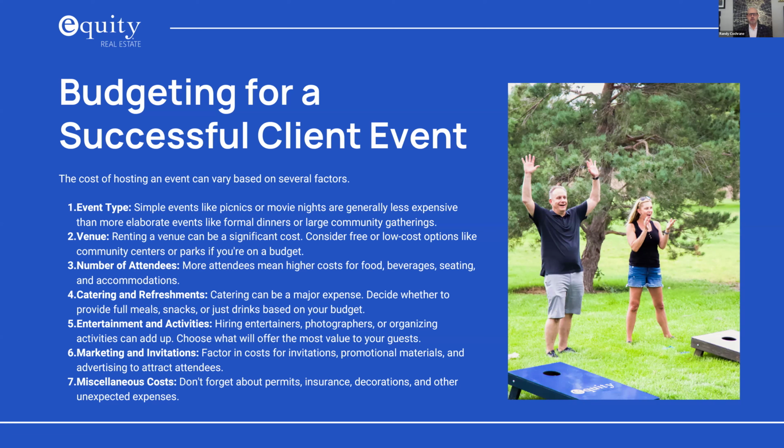Now, when you consider your venue and renting a venue, that can be a significant cost. So you're going to consider the free or low cost options like community centers or parks, especially if you're on a budget. Also, the number of attendees means higher costs for food, beverages, seating, and accommodation. So if you are on that limited budget, you really want to look at your list to see who you're going to be inviting.